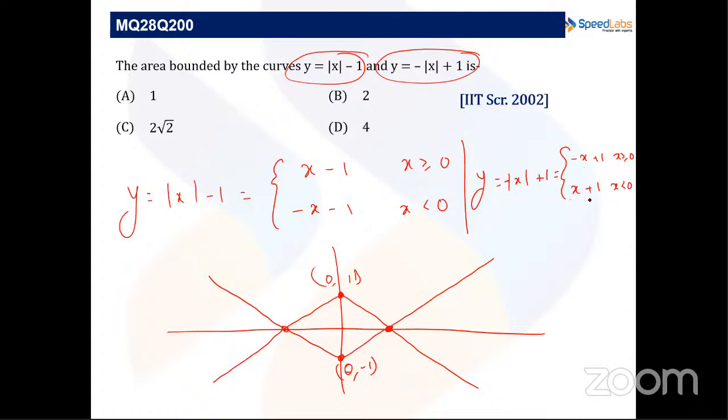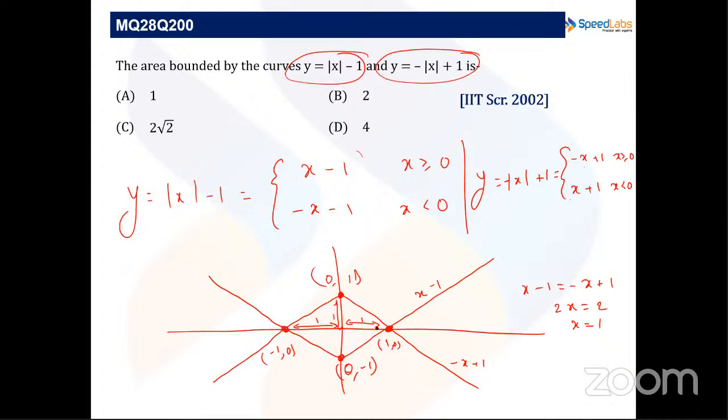As we can see, if you are equating these two, for x greater than equals to 0, this line is minus x plus 1 and this is x minus 1. If you equate x minus 1 is equals to minus x plus 1, you will be getting 2x equals to 2, so x will be equals to 1. So this length is 1. Similarly, lengthwise this will be 1. The coordinate will be minus 1 comma 0. This coordinate is 1 comma 0. And this is also 1.